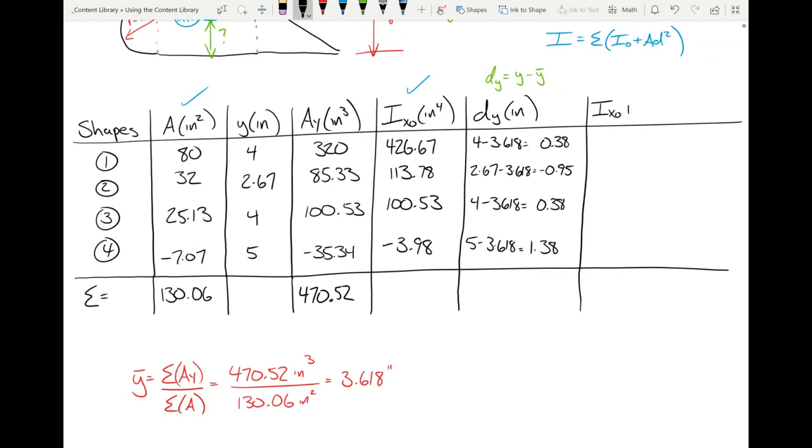The last thing that we do is sum up everything: Ix naught plus AD squared. For each row, I'm saying I plus AD squared, I plus AD squared, I plus AD squared.